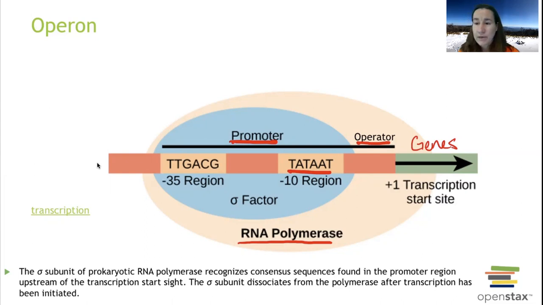Then we have the operator. Later, when we get to activators, they are going to help with the promoter. Operators are where repressors bind, so that RNA polymerase can't get to the gene section later on.